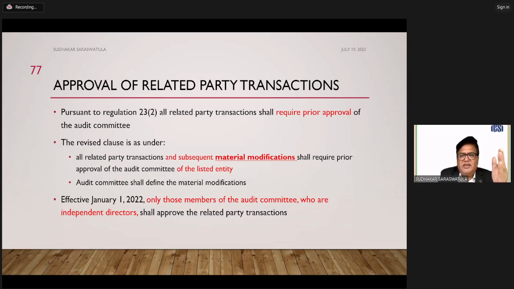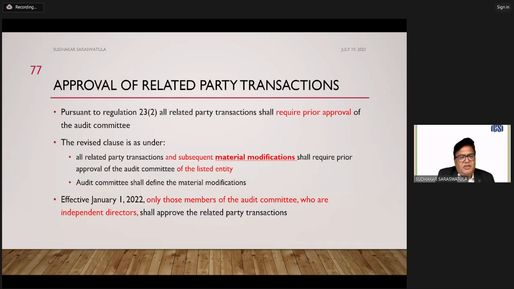So for this, again, the audit committee has been entrusted with the responsibility, and the guidelines are to be provided by the board in the related party transaction policy. The audit committee shall define the material modifications, effective 1st January 2022. This is the only amendment which has come not from 1st April 22 or 1st April 23, but from 1st January 22, if I am not wrong. That is, the members of the audit committee who are independent directors shall approve the related party transactions.